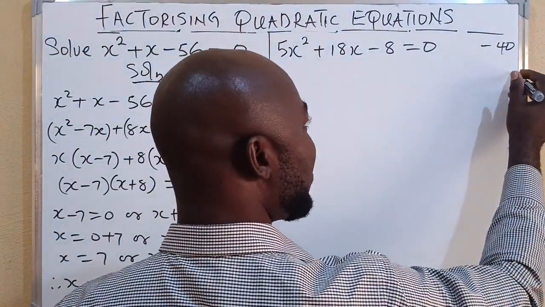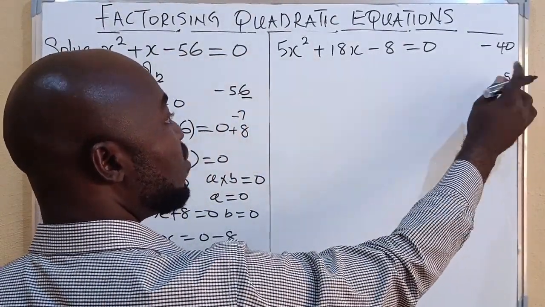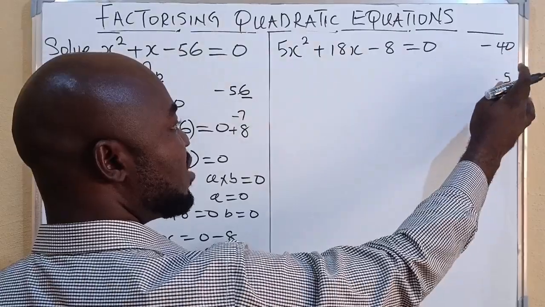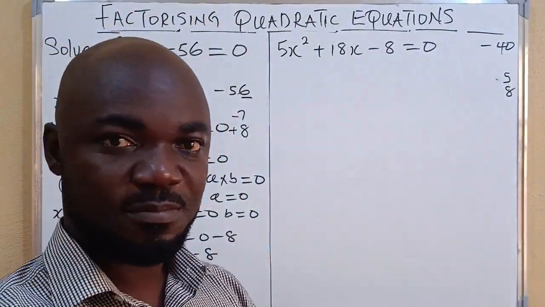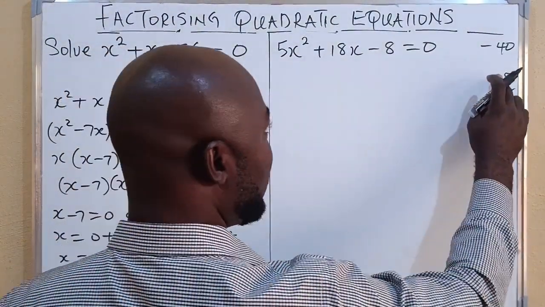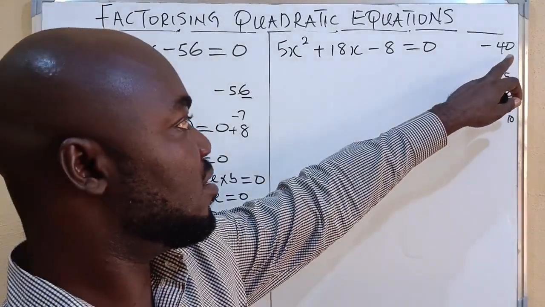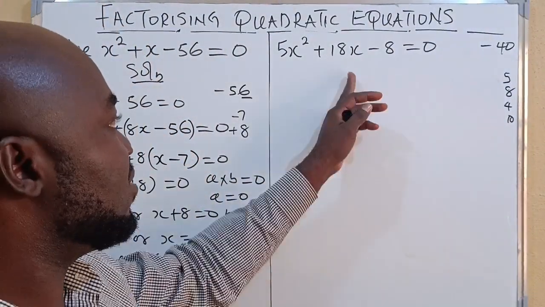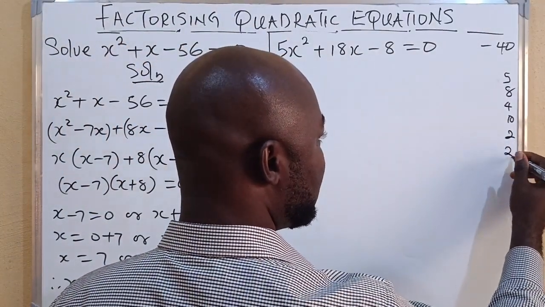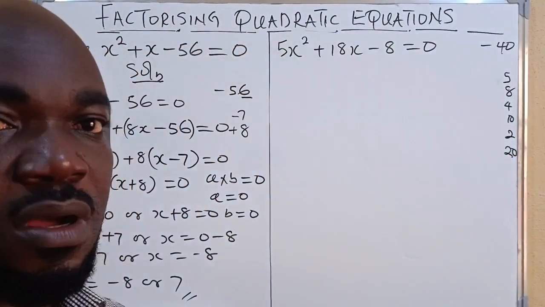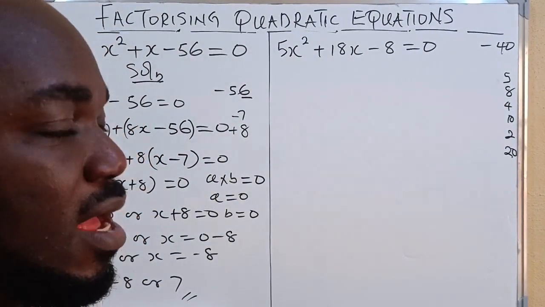Now, ordinarily, 5 and 8 multiplied together can give me 40, well, let me just take away the minus. But there is no way I will add 5 and 8 to get 18. We have another factor pair, 4 and 10. If I multiply 4 and 10, I will have 40, but there is no way I can add 4 and 10 to give me plus 18. We have 2 and 20. Mind you, when it comes to factorization, all the factors you're working on are things you guess, the trial and error method.